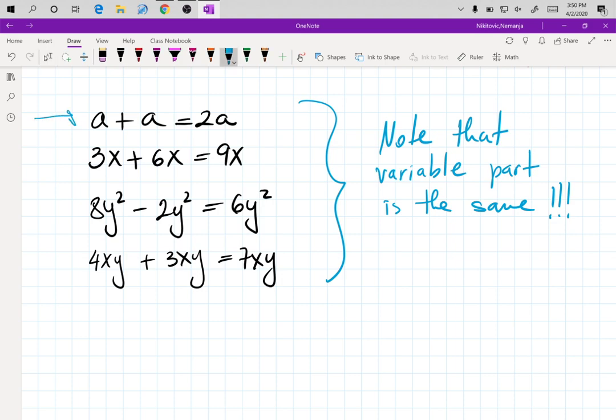So if you're understanding the line 1, apple plus apple is 2 apples. Very simple. 3 unknown quantities plus 6 unknown quantities is 9 unknown quantities. Again, 8 of something minus 2 of the same something is going to be 6 of that something. So if y squared represents a flower, 8 flowers minus 2 flowers is 6 flowers. As long as you have the same variable part, you are allowed to add and subtract the coefficients in front, and you're good to go. If there is nothing written in front in terms of the number, it's obviously 1.